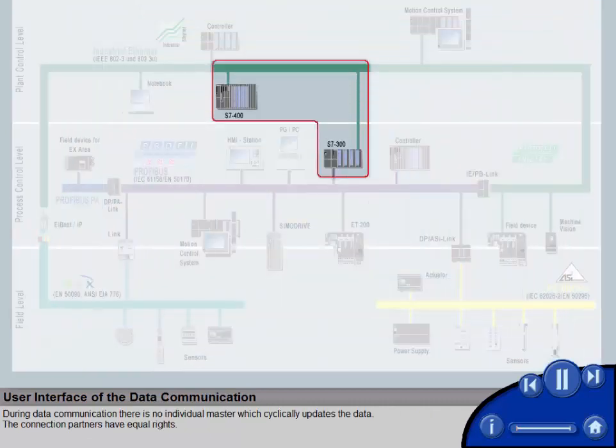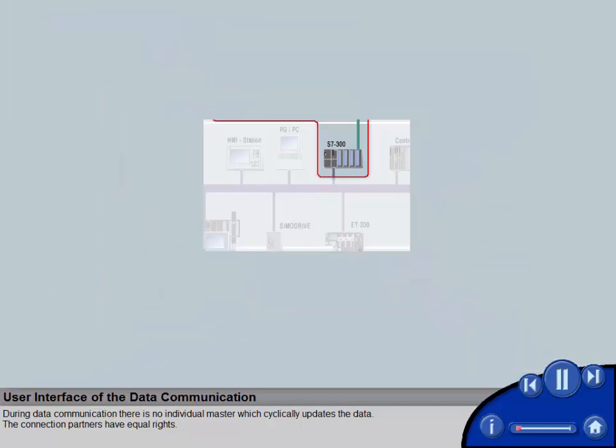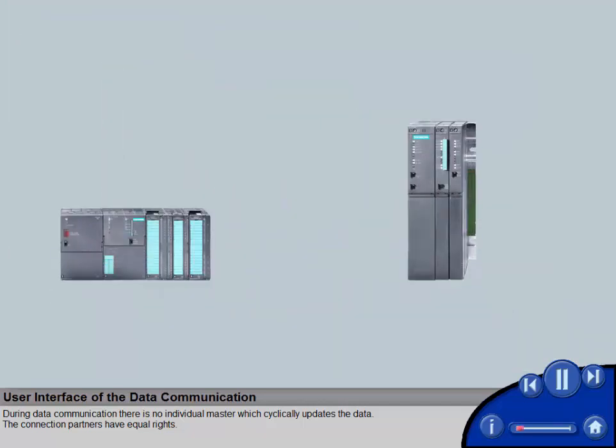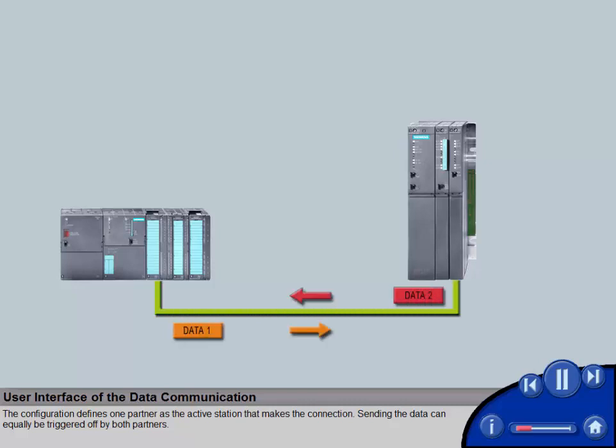During data communication, there is no individual master which cyclically updates the data. The connection partners have equal rights. The configuration defines one partner as the active station that makes the connection. Sending the data can equally be triggered off by both partners.